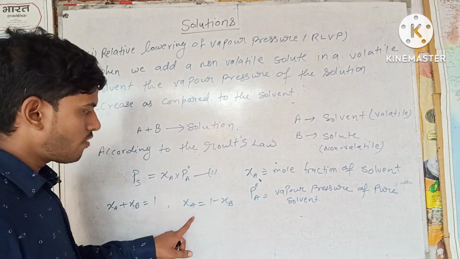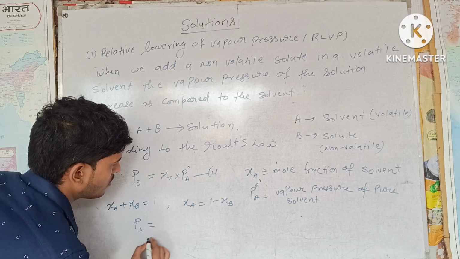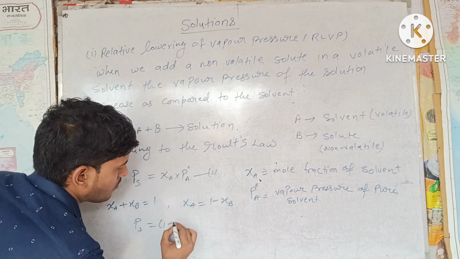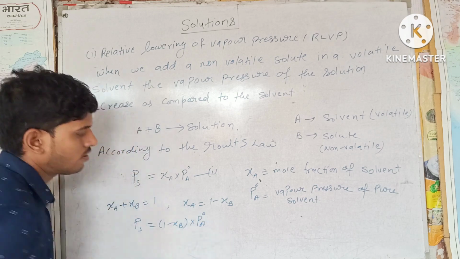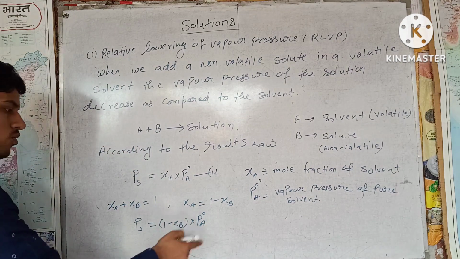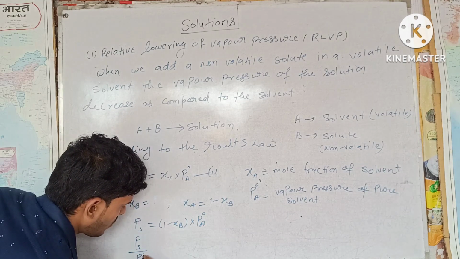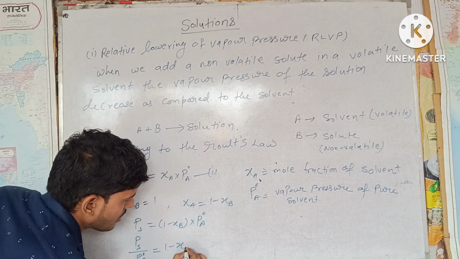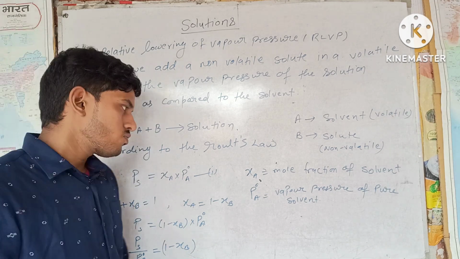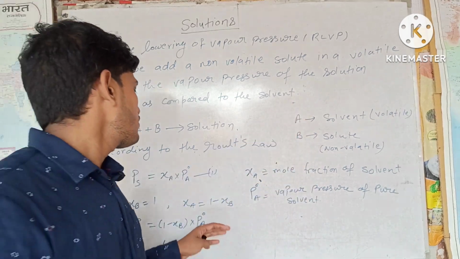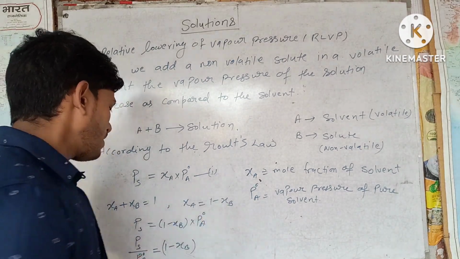Now put the value of XA in that equation. We get PS equals 1 minus XB times P naught A. After solving this equation, PS upon P naught A equals 1 minus XB. Note it down, and after that we are going to solve this equation in a simplified manner.